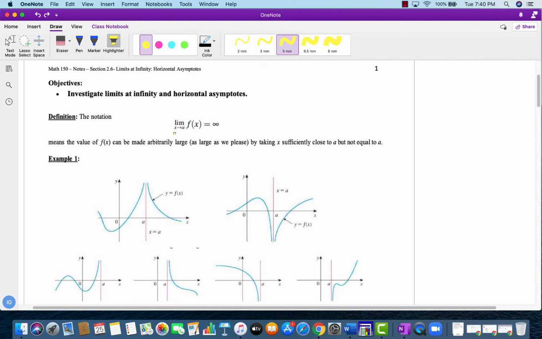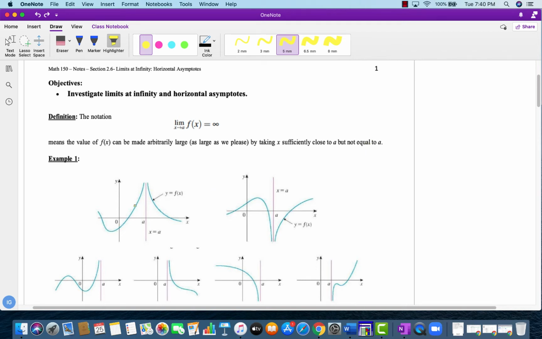The definition says the limit as x approaches a of f of x is equal to infinity means that the value of f of x, of your function, can be made arbitrarily large as we please, by taking x sufficiently close to a but not equal to a. Okay, now remember a is going to be a value for x.